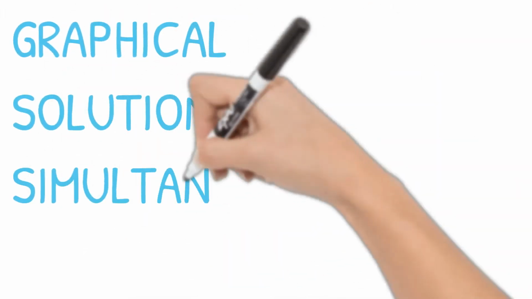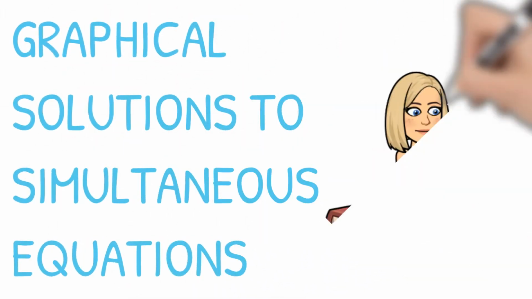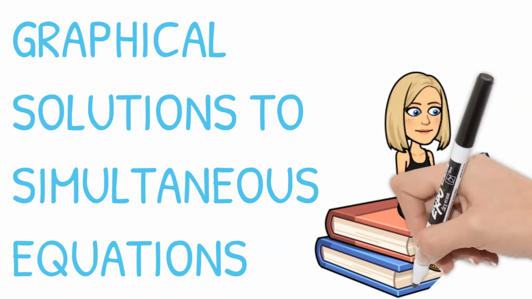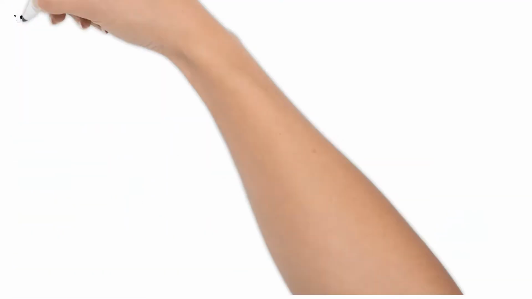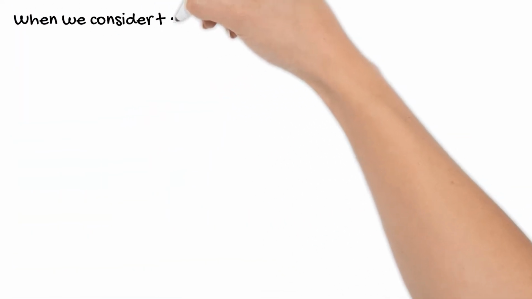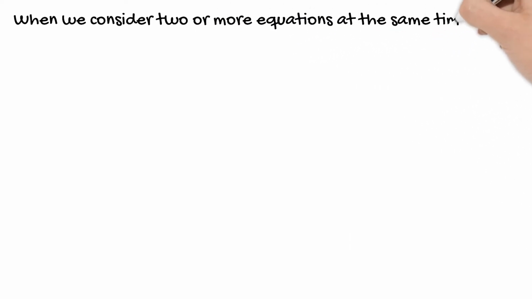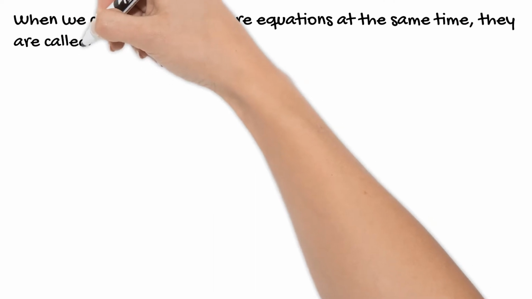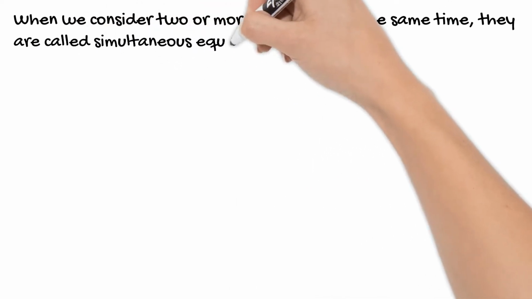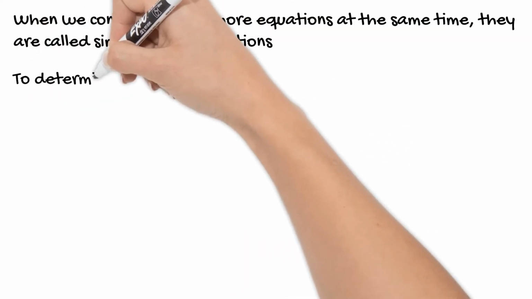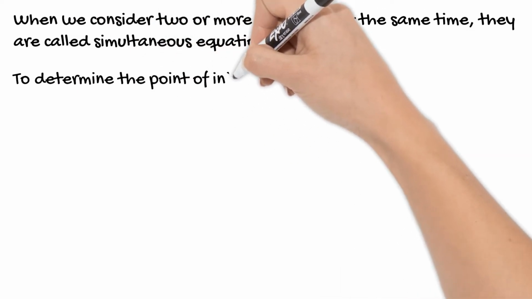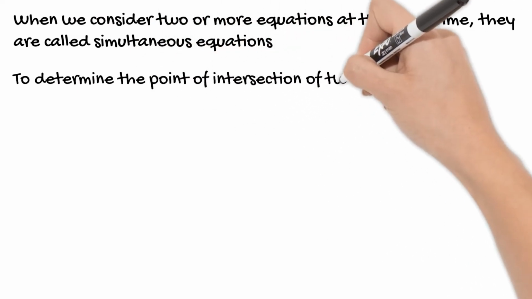Today we're looking at how to solve two linear equations at the same time using their graphs. When we look at two or more equations at the same time, we call them simultaneous equations. To look at the point of intersection of two lines, we can use an accurate graph and find the coordinates of the point where the two lines cross.